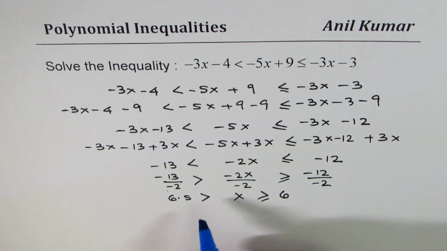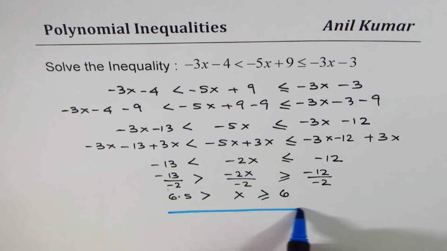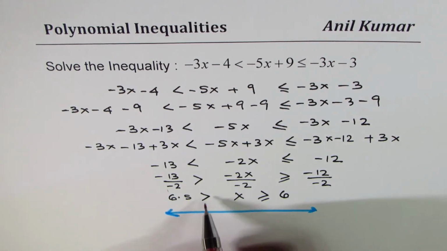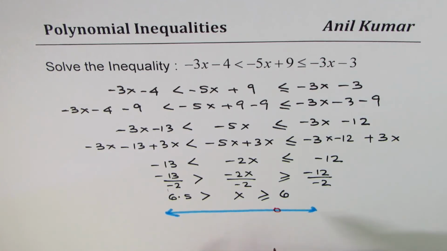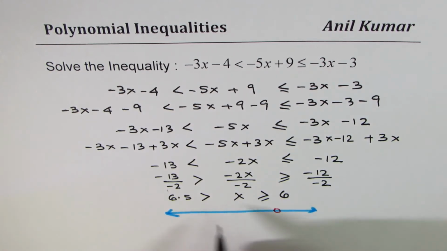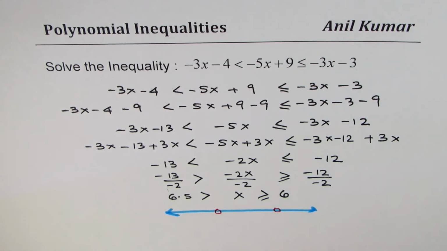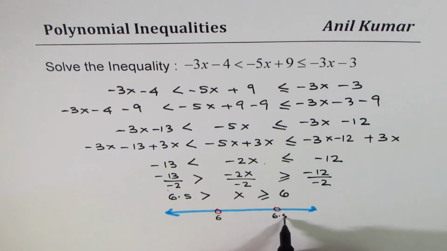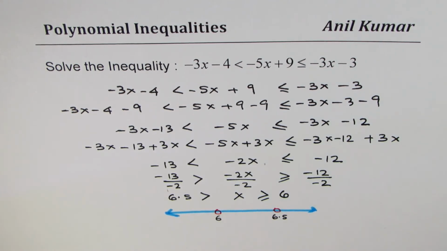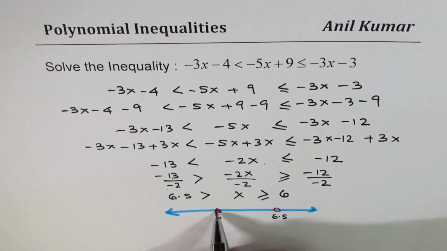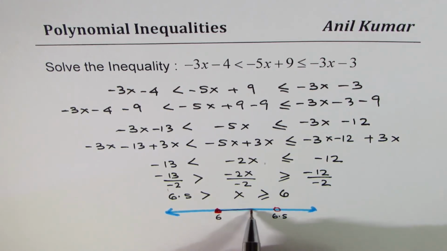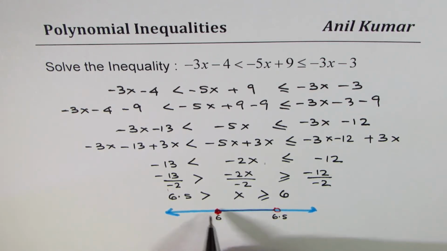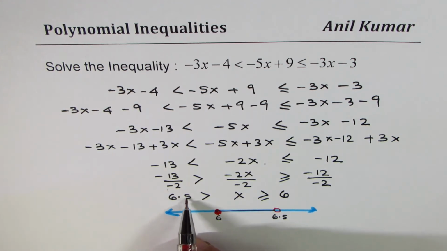So what we have here is a solution which will be represented on a number line as, let's say 6.5 is here. So it is greater than 6. X is between these two values. Okay, so the value here is 6. Here it is 6.5. And this is filled in because it is equal to. Is that okay? And everything in between. Do you see that? So x is greater than 6 and is less than 6.5.